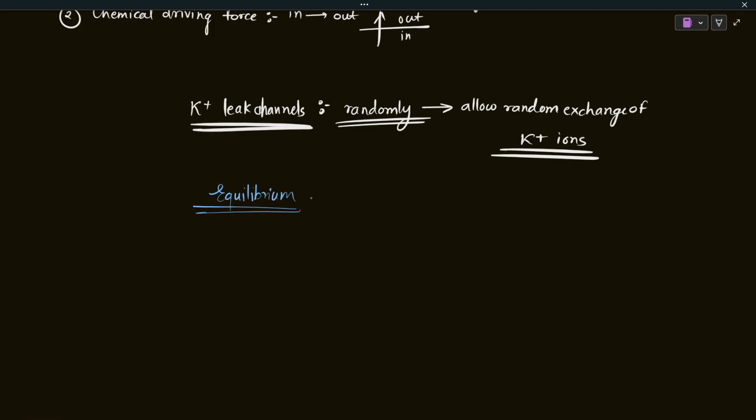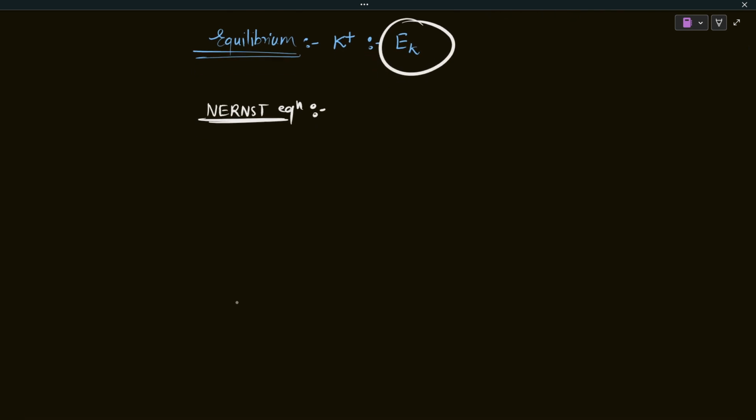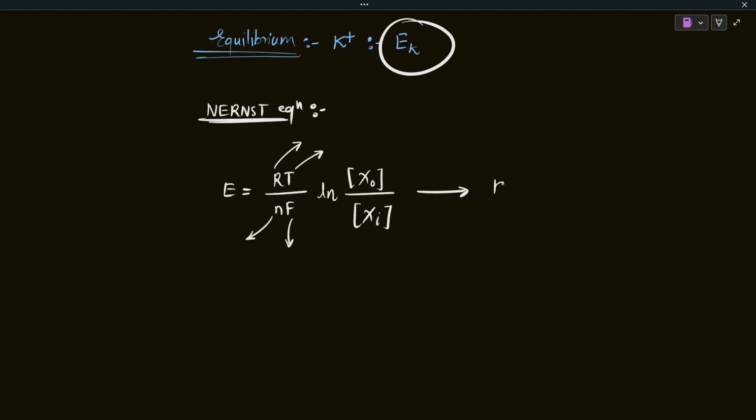And when the equilibrium is reached, that equilibrium is known as potassium equilibrium, and it is written as EK. This equilibrium potential is measured by using the Nernst equation. I hope you have learned this in chemistry, that Nernst gave an equation to determine the equilibrium potential across the membrane, and this equation is RT by NF log of the concentration of the ions outside the cell over the concentration of ions inside the cell, where R is the gas constant, T is the temperature, F is the Faraday constant, and N is the charge on the ion.